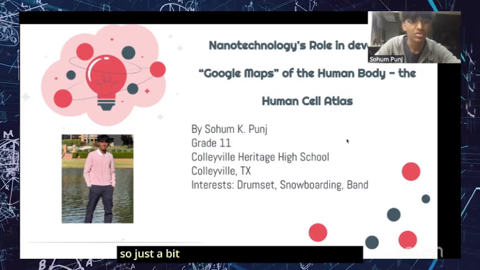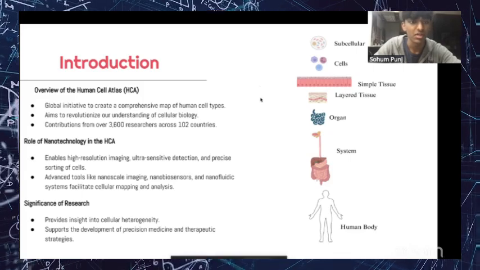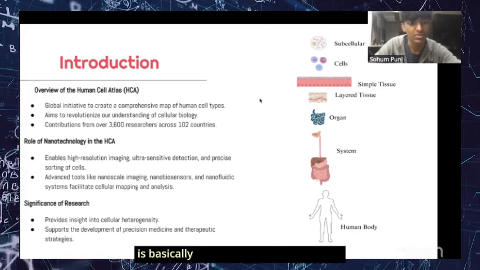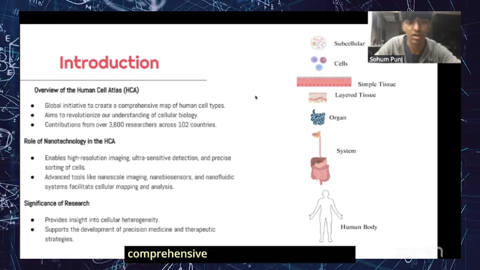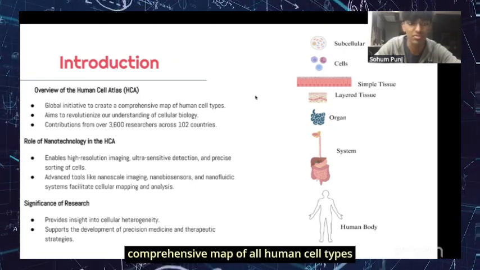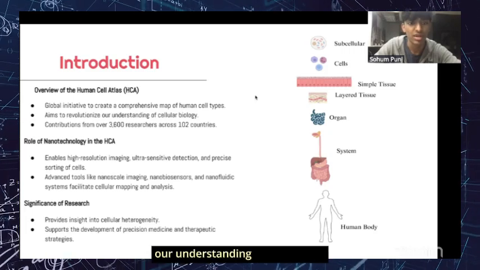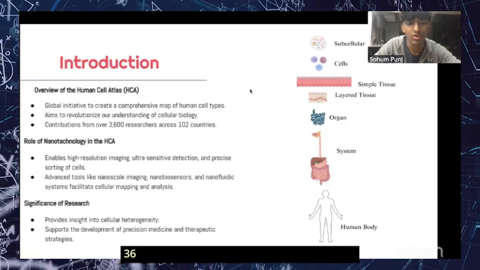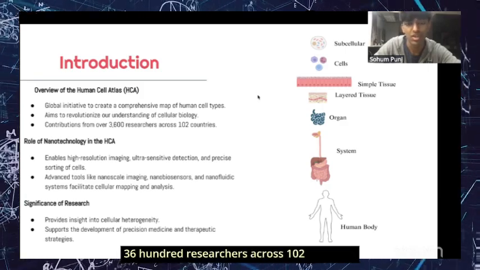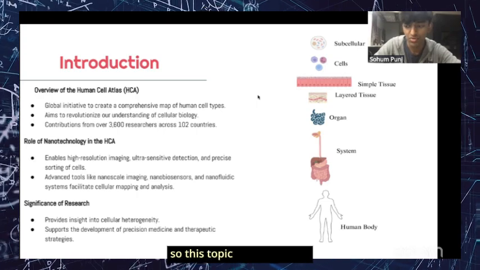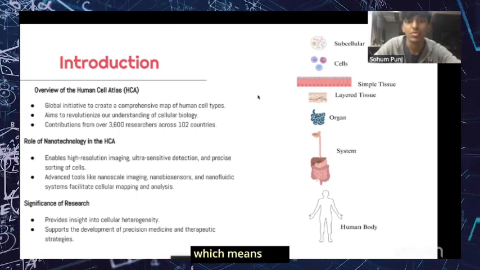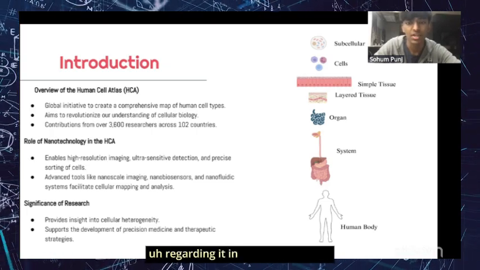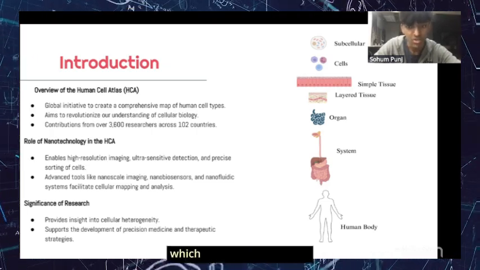So just a bit of an introduction about this topic. An overview about the Human Cell Atlas. The Human Cell Atlas is basically a global initiative to create a comprehensive map of all human cell types. It aims to revolutionize our understanding of cell biology, and it's got contributions from over 3,600 researchers across 102 countries. This topic is very new, which means that not much research has actually been done regarding it in the science world, which I will talk about later.